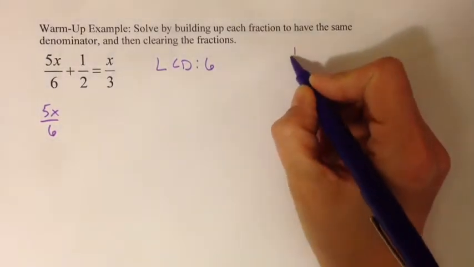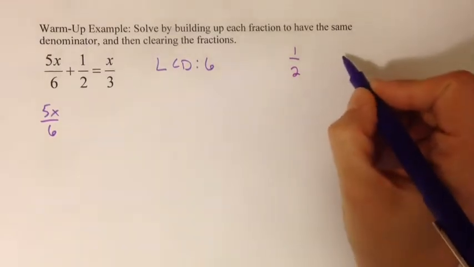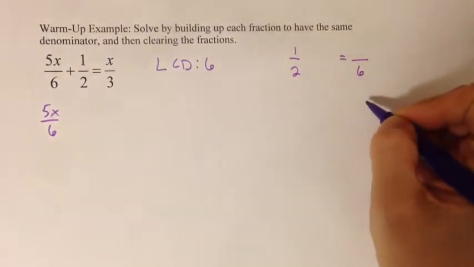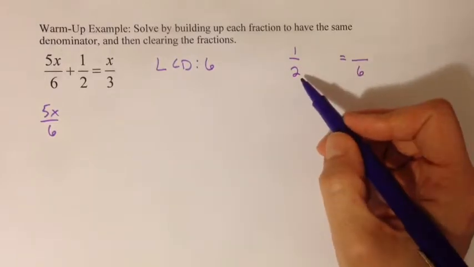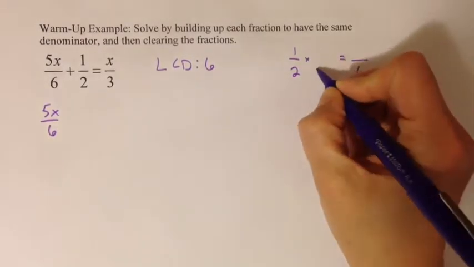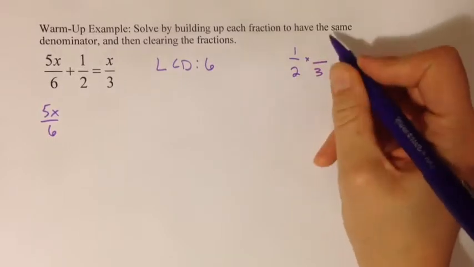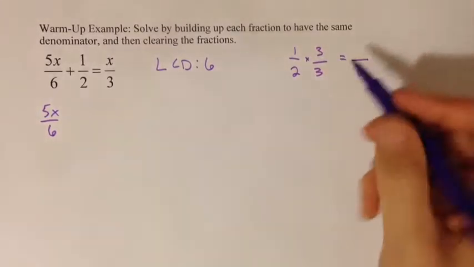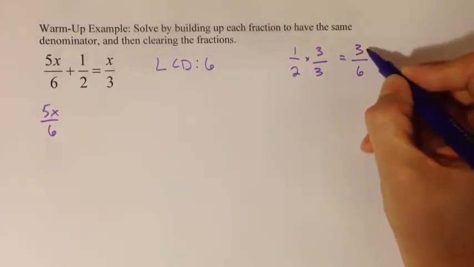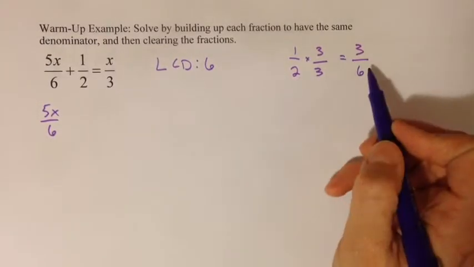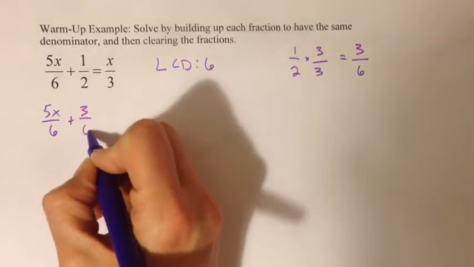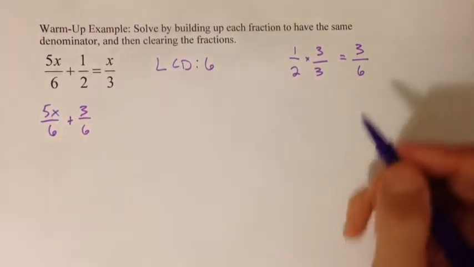Off to the side, I'm going to do a little bit of scratch work. I have a 1/2 here, and I want to do something to it to get it to be a 6 on the bottom. What do I need to multiply 2 by to get it to be 6? The answer is 3, but whatever I do to the bottom of a fraction, I need to do the same thing to the top to keep things balanced. When I multiply across now, I get 3 over 6. 1/2 is the same as 3 over 6. So back here in my equation, I can replace that 1/2 with a 3 over 6.